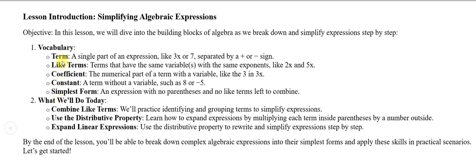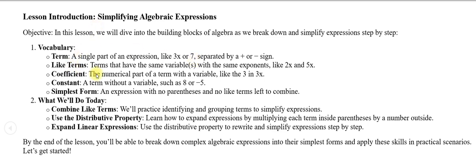lesson. So the first one is a term. Remember that a term is a single part of an expression. It's separated by an addition or a subtraction sign. That could be something like 3x + 7 or 3x - 7. 3x and 7 would both be considered a term within that expression.